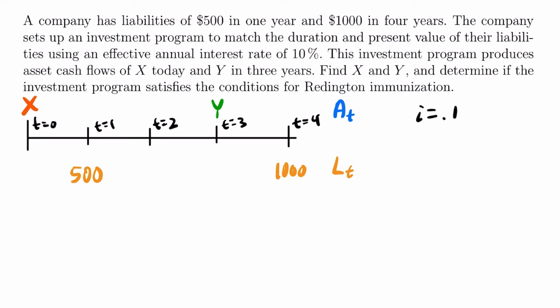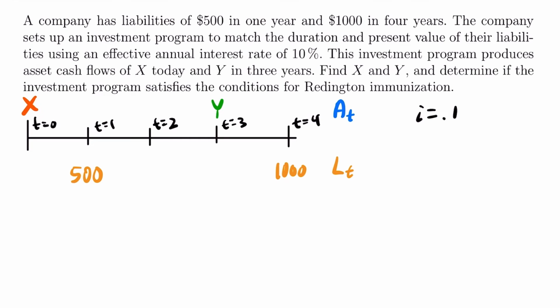Okay, so now we've taken a note of the liabilities and the assets. So let's set up our equations to show that the durations and present values are going to be equal between the assets and liabilities. That's what it means for the company to match the duration and present value of their liabilities. Using this interest rate of 10%, the present value of these two assets should be equal to the present value of these two liabilities, and the duration of the assets should be equal to the duration of the liabilities.